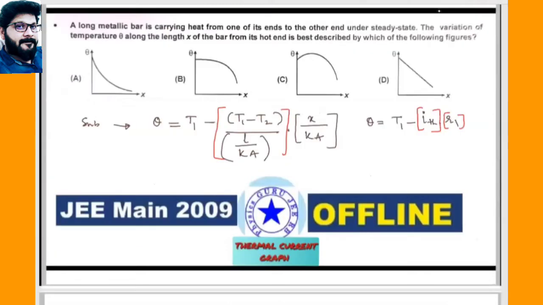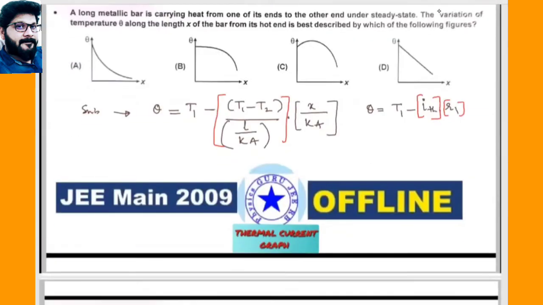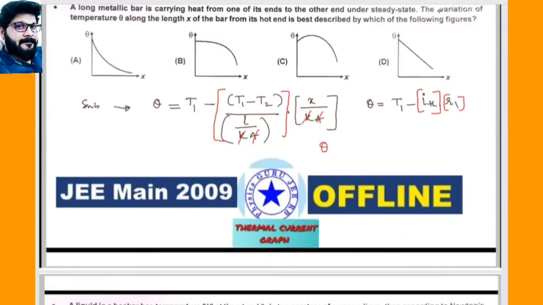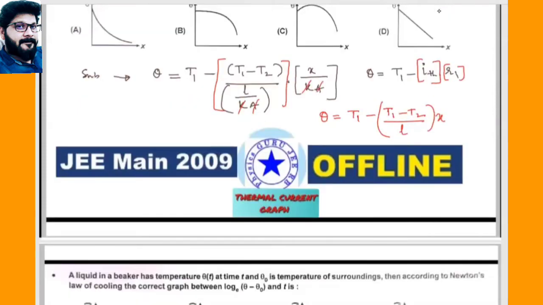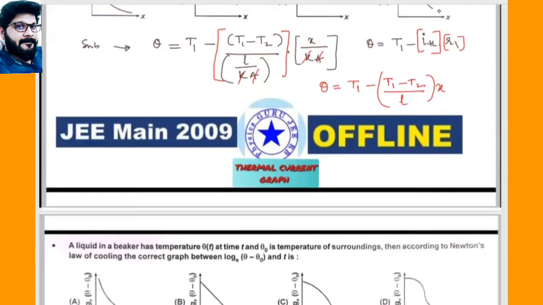Now after the cancellation, K and A get cancelled. So what is the final expression we'll get here? Theta equals T1 minus (T1 minus T2) divided by L into X. It is nothing but X. So you can see I brought this equation in the form of y equals mx plus c. If you compare this equation, y equals mx plus c.